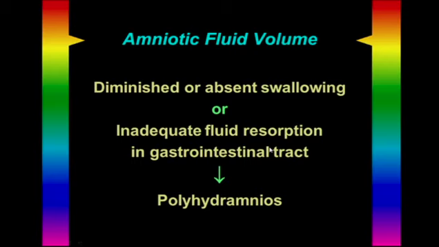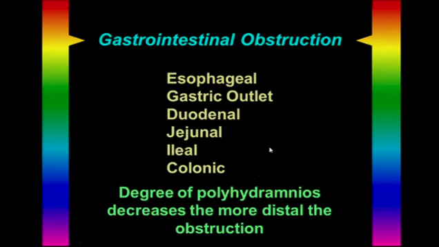When there's diminished or absent swallowing, then there will be inadequate amniotic fluid passed into the gastrointestinal tract and therefore inadequate fluid resorption, and so polyhydramnios will develop inside the uterus, extra fluid surrounding the fetus. This is helpful in pointing us in the direction of anomalies of the gastrointestinal tract, because in the presence of polyhydramnios, we do want to look for gastrointestinal obstruction. And in fact, the greater degree of the polyhydramnios is, the more proximal the obstruction is likely to be. The obstruction can be at the level of the esophagus, the gastric outlet, the duodenum, jejunum, ileum, even the colon.